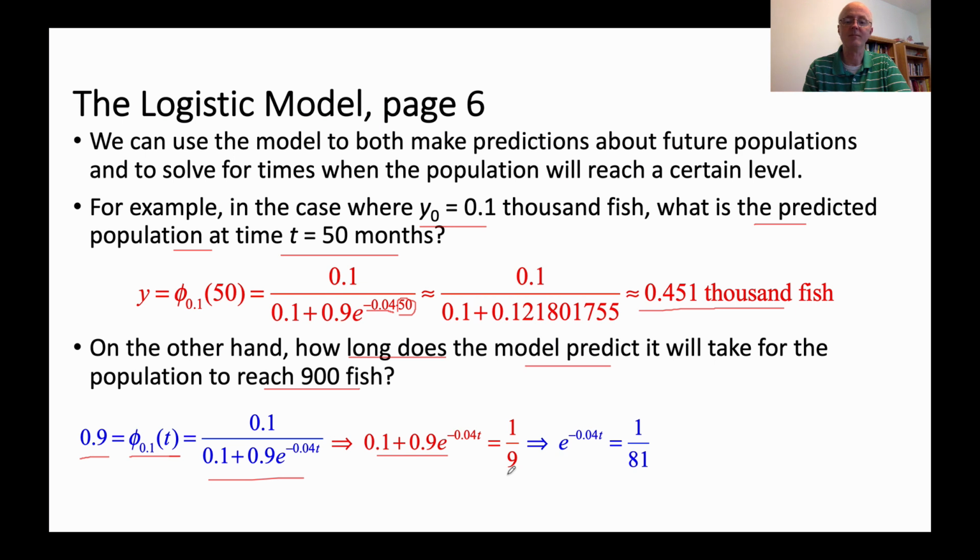Now take a logarithm. Ultimately, use properties of logarithms and divide by negative 0.04, and you get this expression, a couple of negative signs canceled. You can double check that it's about 110 months for it to reach 0.9 thousand fish, 900 fish, okay? And you may want to go back a few minutes in the video and look at the graph and see that these answers seem reasonable.